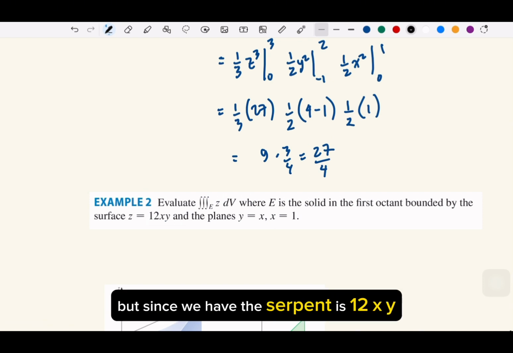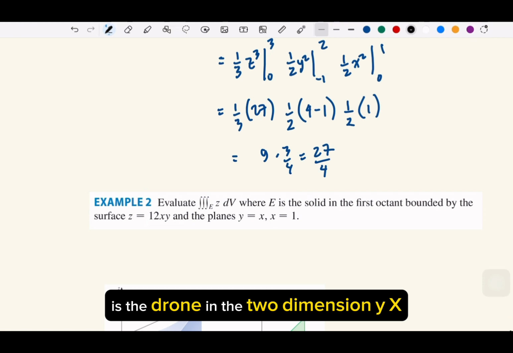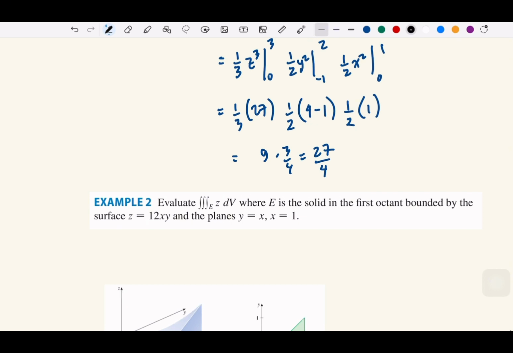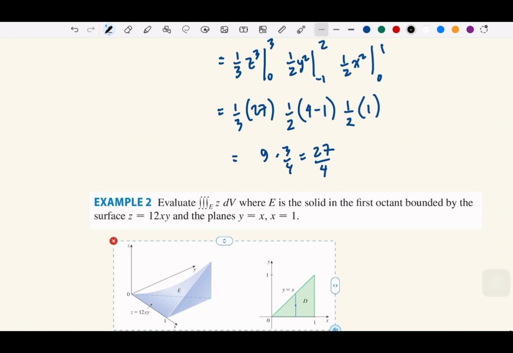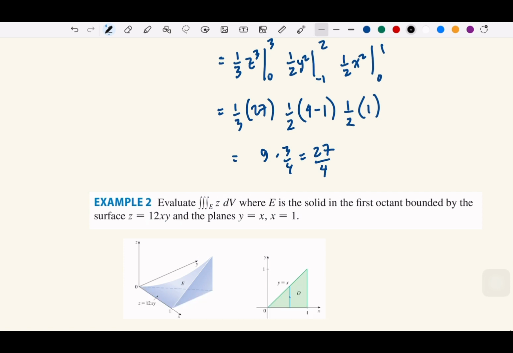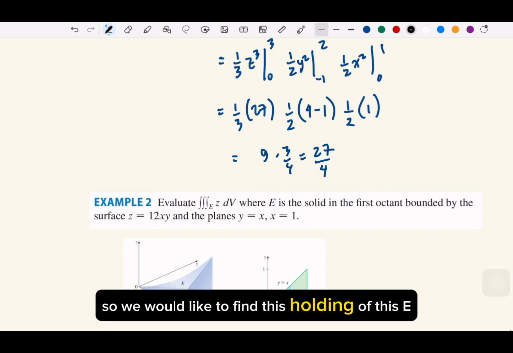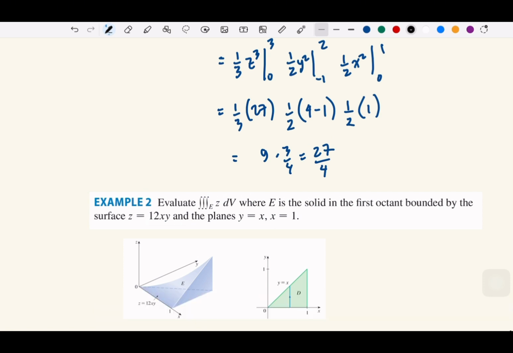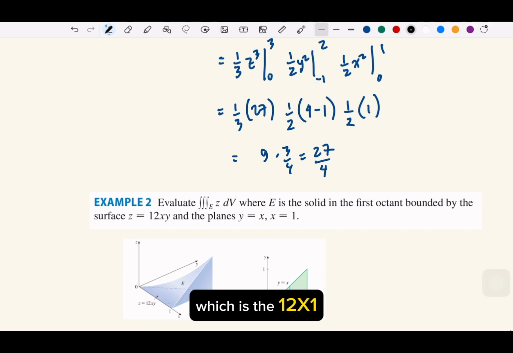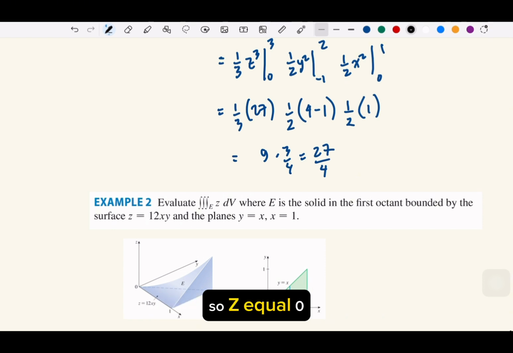I think it's quite simple to imagine and to draw. Since the surface is 12xy, we can focus first on drawing in the two dimensions, yx. So y equals x and then x equals 1 will be here. It will be a triangle like this one. So this will be D, y equals x, and this is x equals 1. If you would like to draw, this is how it looks, with z. We would like to find this volume of E. What is the upper surface? The upper surface is 12xy. What is the bottom surface? The bottom surface is just the plane z equals 0.